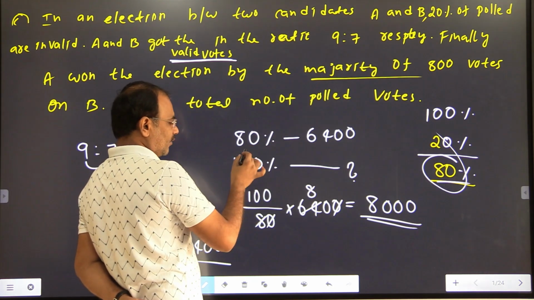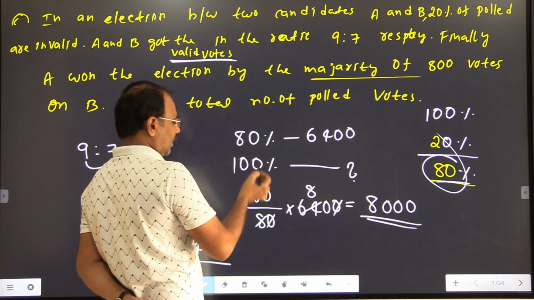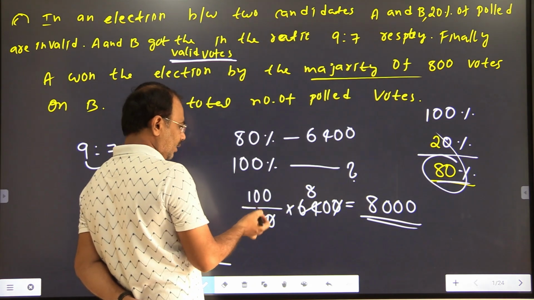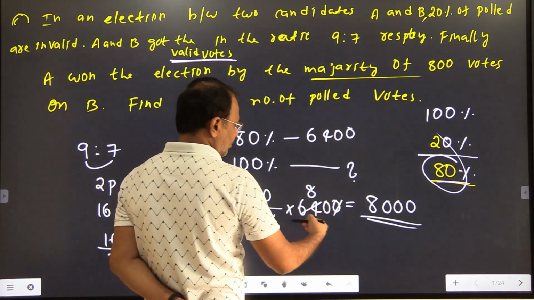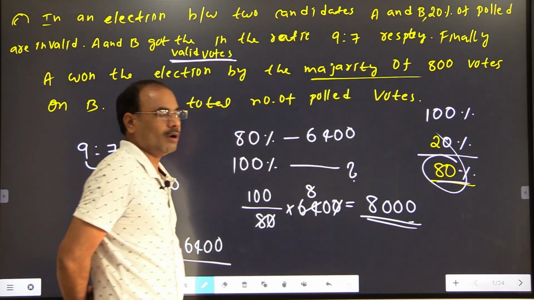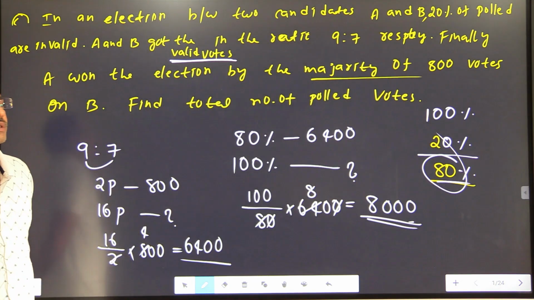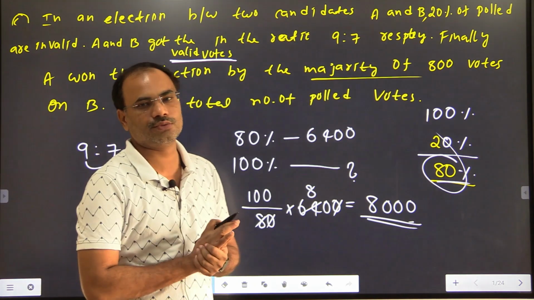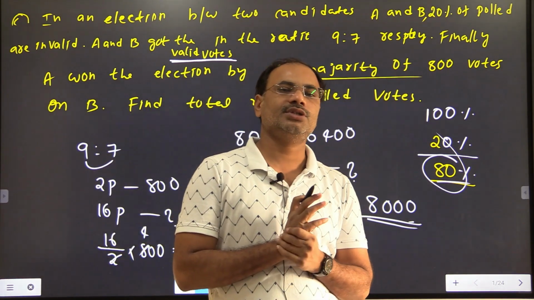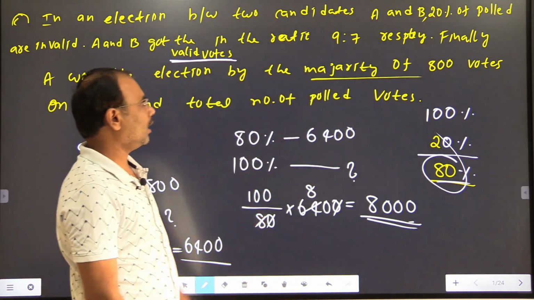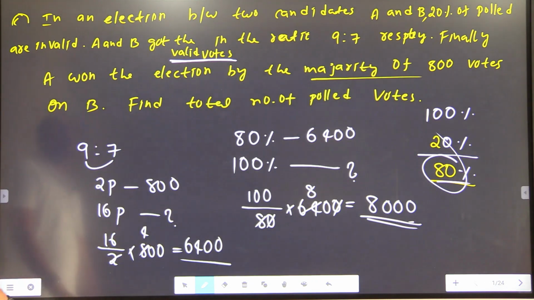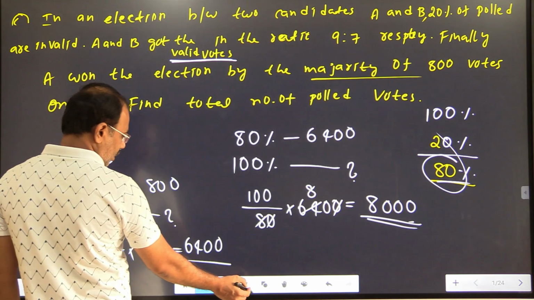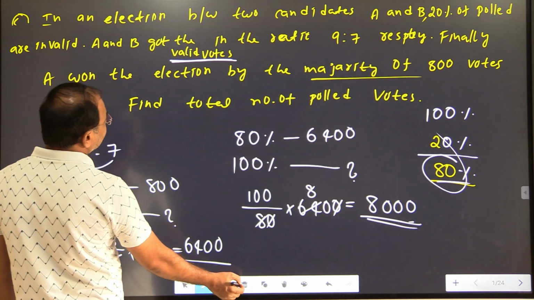Changed the required value 100%, the given value 80%. So required value paina rasam, given value kinda rasam, 100 by 80 into 6400. So simplifying this one, you will get 8000 valid polled votes. When the percentage ratio is mixed and given, we have to take the question carefully, right? So this is the process. Let's look at the next one, going a bit more advanced, right?